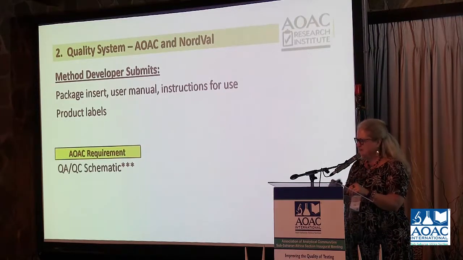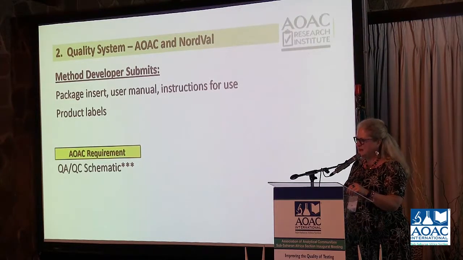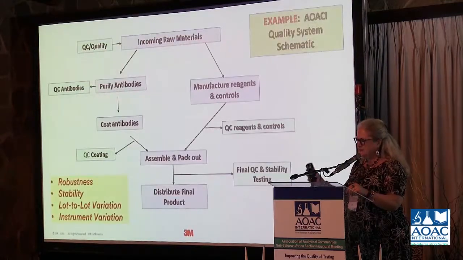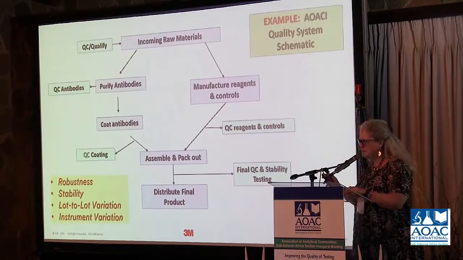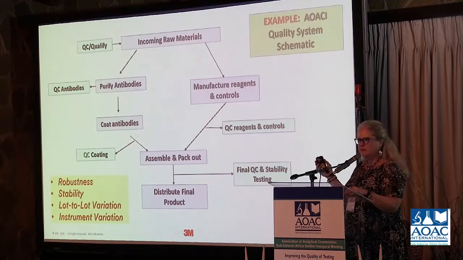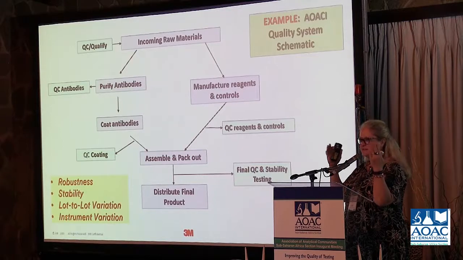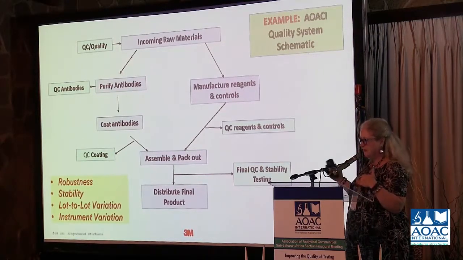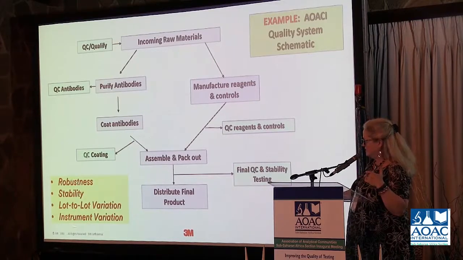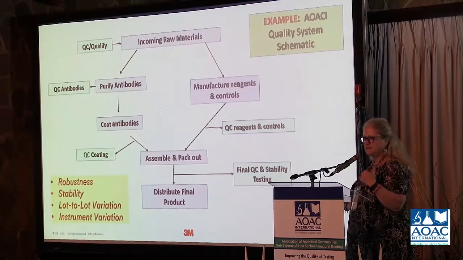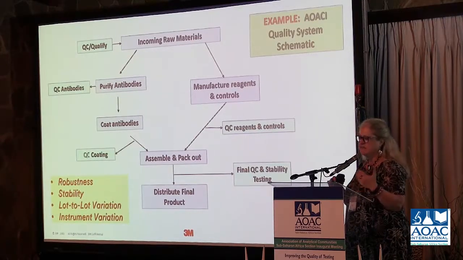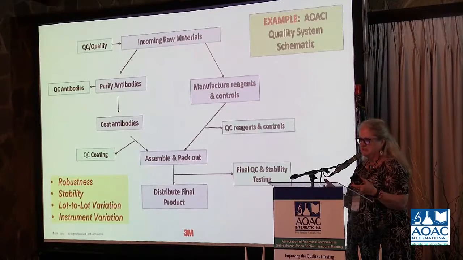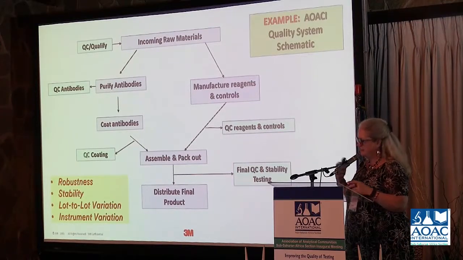And then there's the AOAC requires to look at a schematic. So this is just a made-up schematic, but they want to see where you're doing quality testing throughout the process to prove that your process is in control throughout the process. And in addition, remember the other things I mentioned, robustness and stability, are also helping to look at your manufacturing process is in place, you're getting the results the same every time, so the method you can expect to get the right result from the method.